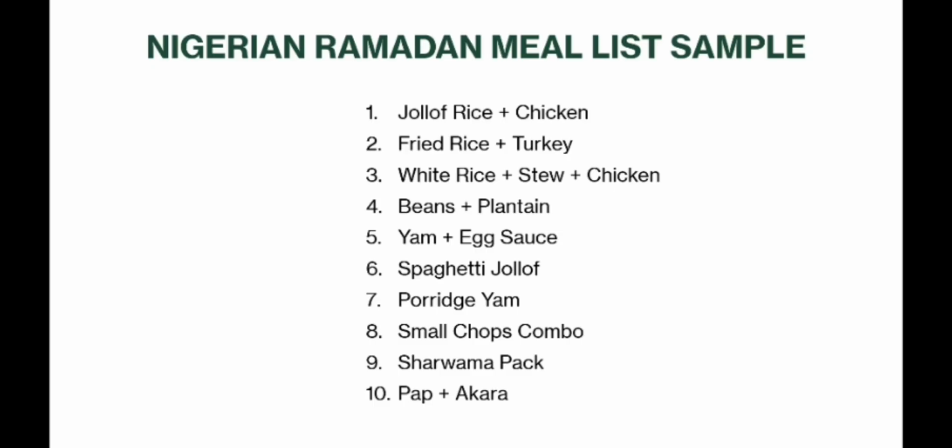So with just these 10 meals, you can structure 30 days easily. For example, you can say for week 1, you are picking meal 1 to meal 7. Week 2, you rotate the meals. For week 3, you are adding small chops. And week 4, mix high demand meals again.